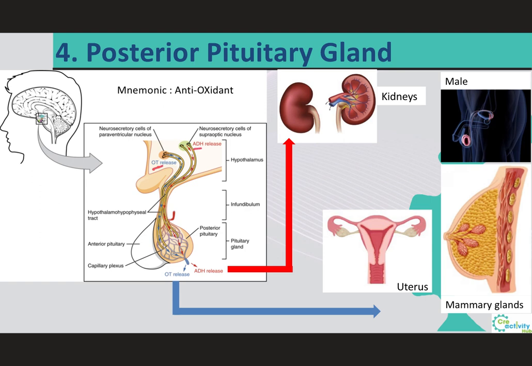Both of them are going to be released by specific nuclei. The antidiuretic hormone will be released by the supraoptic nucleus, and the oxytocin will be released by the paraventricular nucleus. In both cases, these hormones will travel from the hypothalamus into the posterior pituitary by means of these axons that are coming from these nuclei.